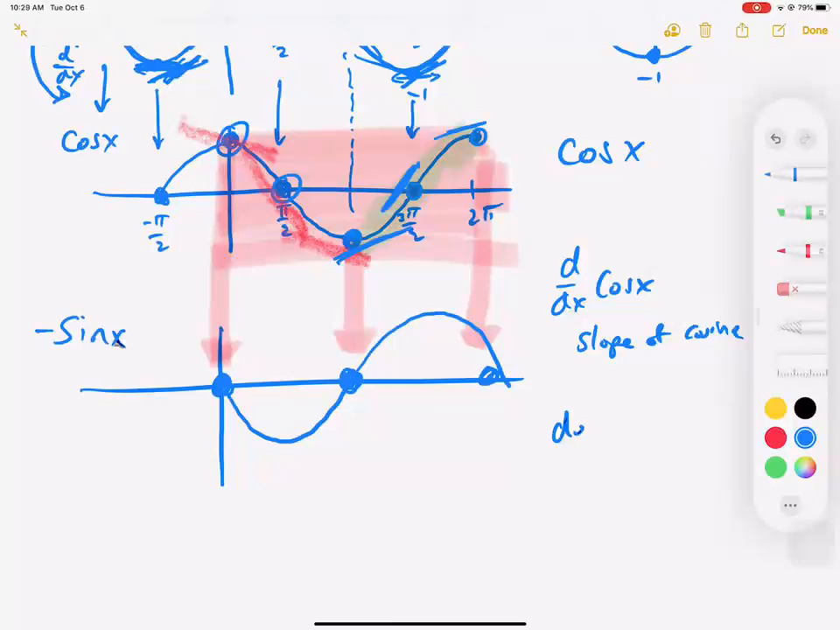So the derivative of cosine graphs equal to negative sine graphs. Okay. So visually, it should make sense also, which is kind of cool.